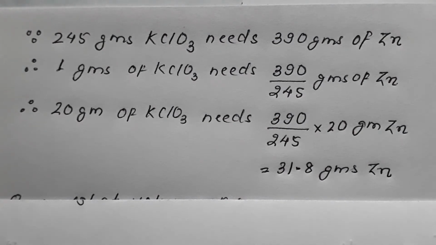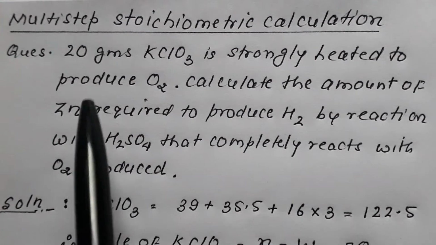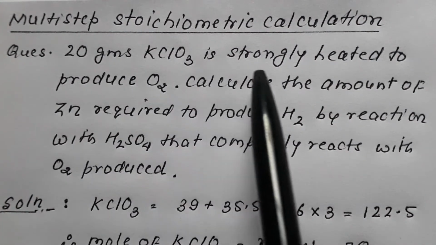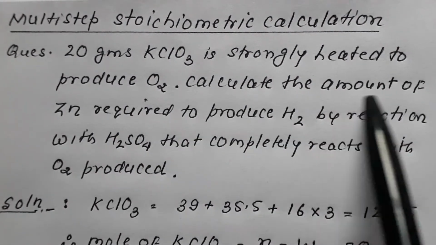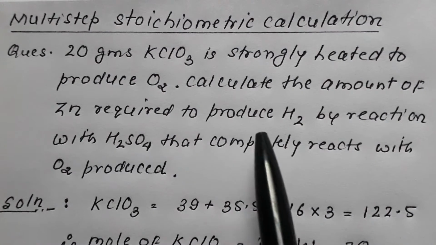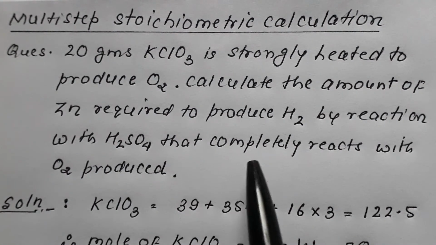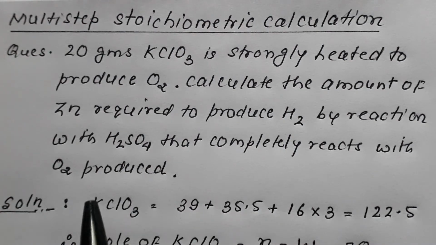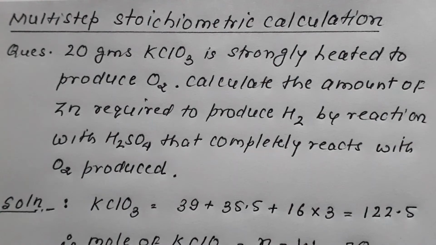So what was the question? The question was that 20 grams of KClO3 is strongly heated to produce oxygen. Calculate the amount of zinc required to produce hydrogen by reaction with H2SO4 that completely reacts with the oxygen produced. So 20 grams of KClO3 will need how much amount of zinc?